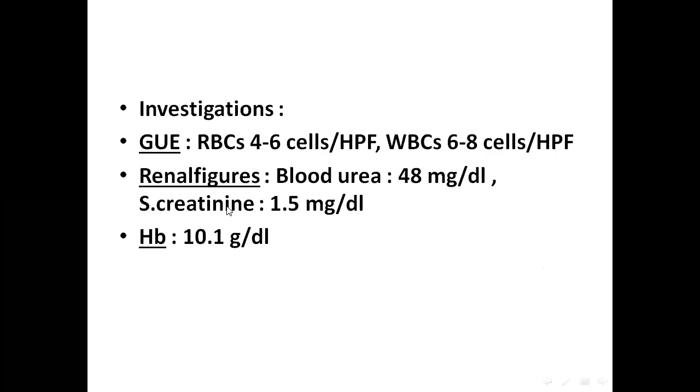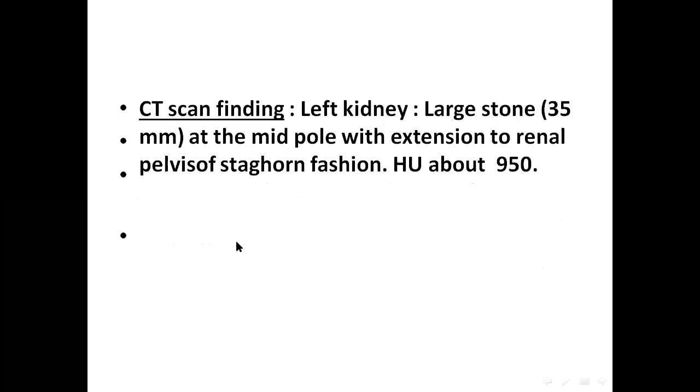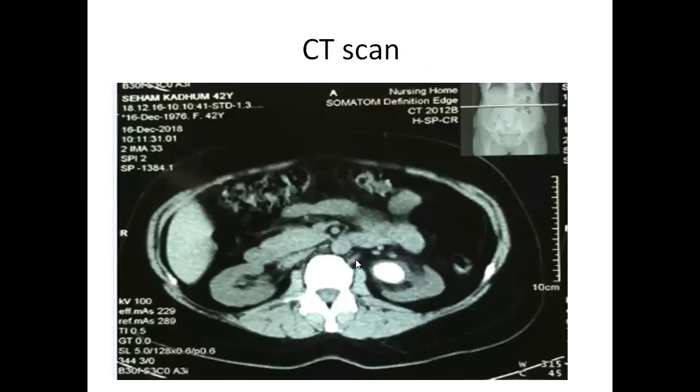Investigation reveals microscopic hematuria and UTI. Renal function was blood urea 48 and serum creatinine 1.5 milligram per deciliter. The hemoglobin was 10.1. CT scan findings showed a large, big left renal stone. This stone is usually located in the renal pelvis.